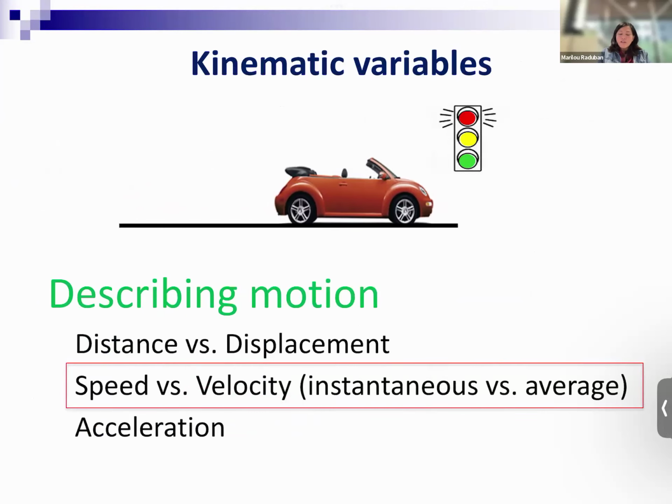All right. So when an object moves, we can describe its motion according to the distance it traveled or its displacement. We can also describe the object's motion in terms of its speed and velocity. And there are two kinds of speeds and velocities: instantaneous and average speed and velocity. So let's look at speed and velocity now.